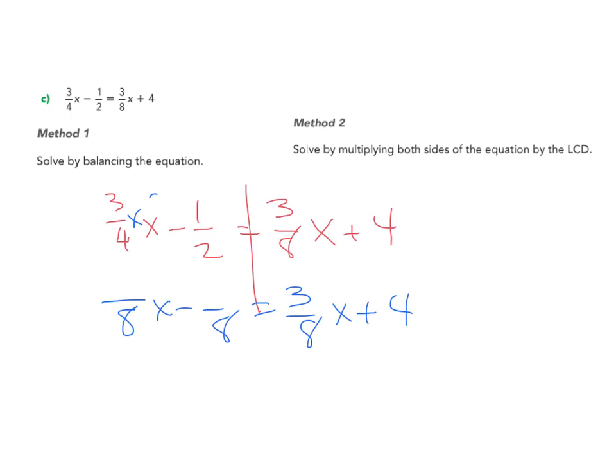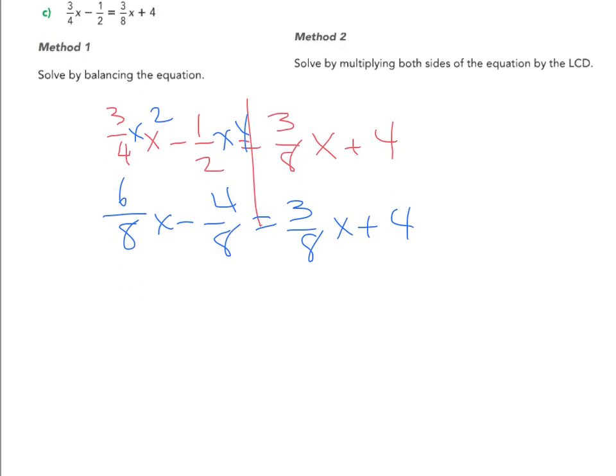Okay, so this whole fraction is going to be multiplied by 2. That's going to give me 6/8. This whole fraction is going to be multiplied by 4. That's going to give me 4/8. Okay, so now I look at my problem, and I have a 6/8 x and a 3/8 x. So since 3/8 is smaller, that's the one I'm going to move. Okay, so I'm going to subtract 3/8 x from both sides.